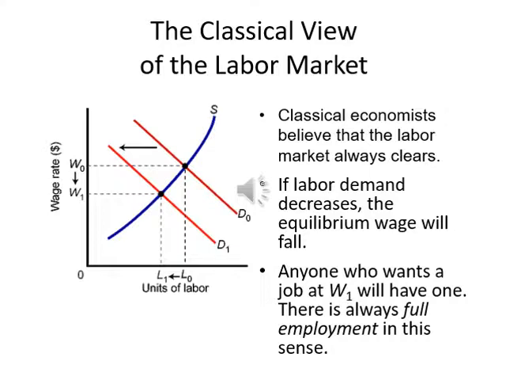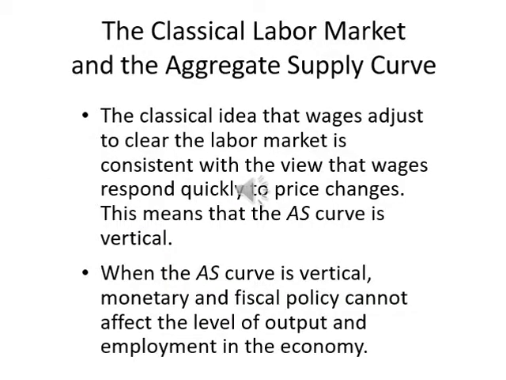The classical labor market and the aggregate supply curve. The classical idea that wages adjust to clear the labor market is consistent with the view that wages respond quickly to price changes. This means that the AS curve is vertical. When the AS curve is vertical, monetary and fiscal policy cannot affect the level of output and employment in the economy.